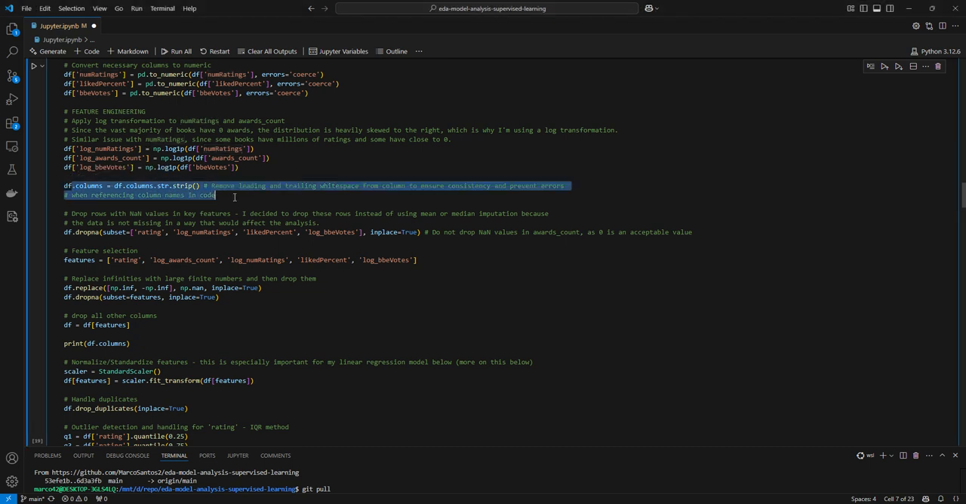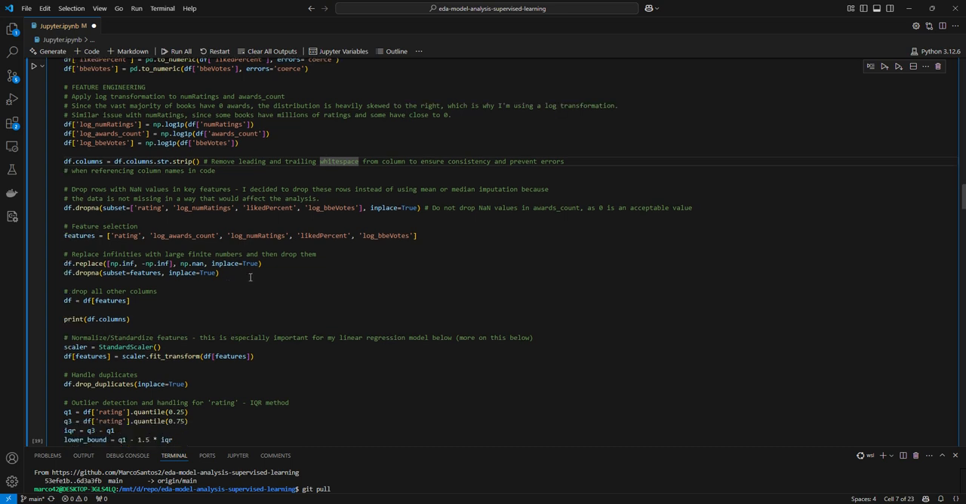So here I'm just stripping some columns to make sure there are no leading or trailing white spaces, so that won't be any problem in the future when I'm calling a variable or trying to manipulate my data set, my data frame. I'm dropping here all the rows with no values. We saw before that the only one with no values for what we're looking for is liked %, but it doesn't hurt to drop everything else just in case this data set is updated in the future. This will take care of that if there are any null values.